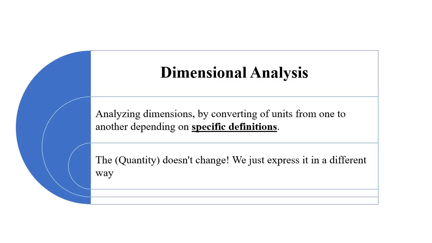A kilometer is the same as 1,000 meters. A kilogram is the same as 1,000 grams, which is the same as 1 million milligrams. It is the same quantity. We just express it in a different way, but the amount doesn't change.